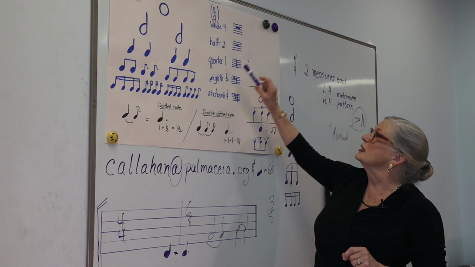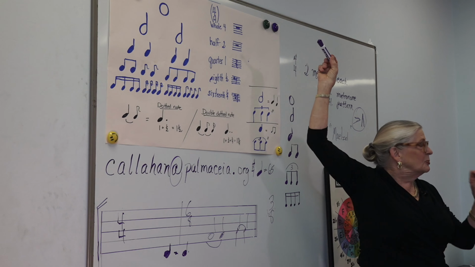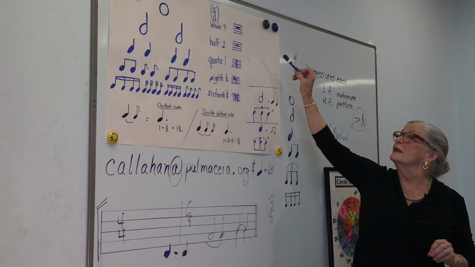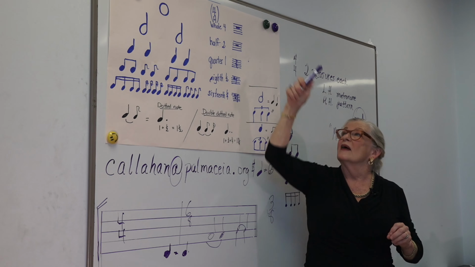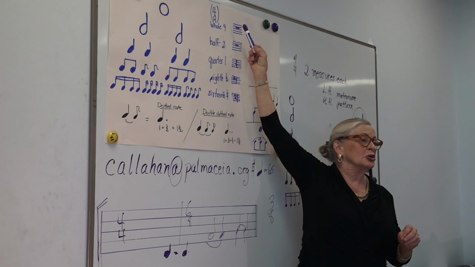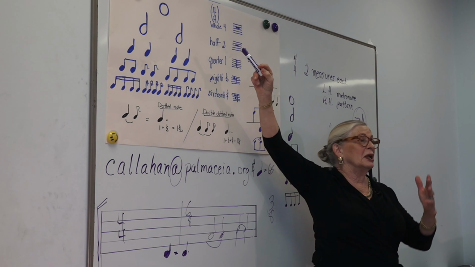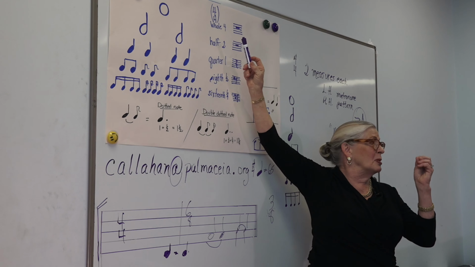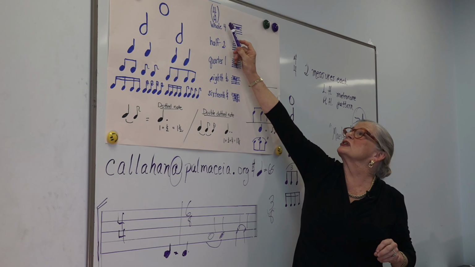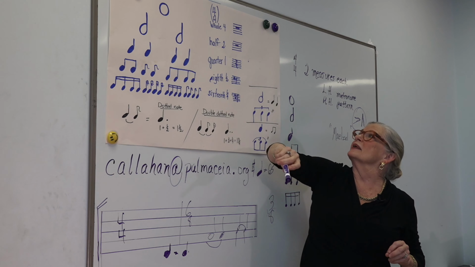So we're going to do this. You also need to just simply memorize these. A whole rest is for a whole measure. It can be a 4/4 measure. It can be an 8/4 measure. It's for an entire measure. If the entire measure is a 4/4, then it's for that.